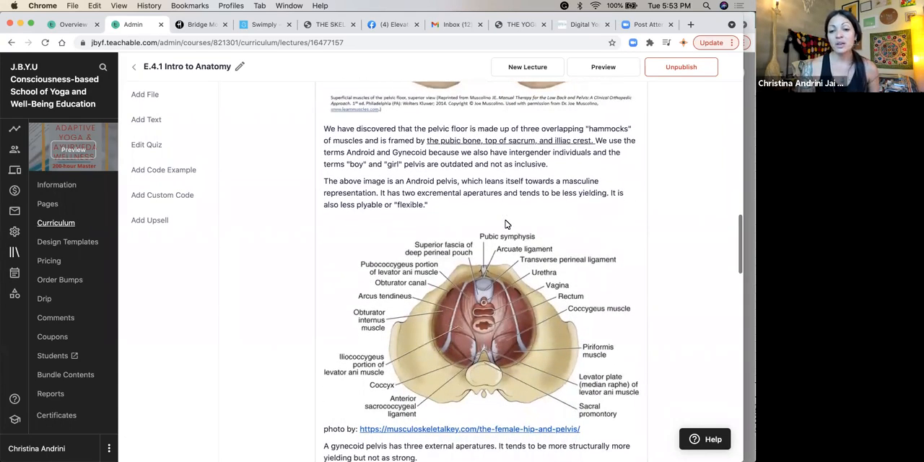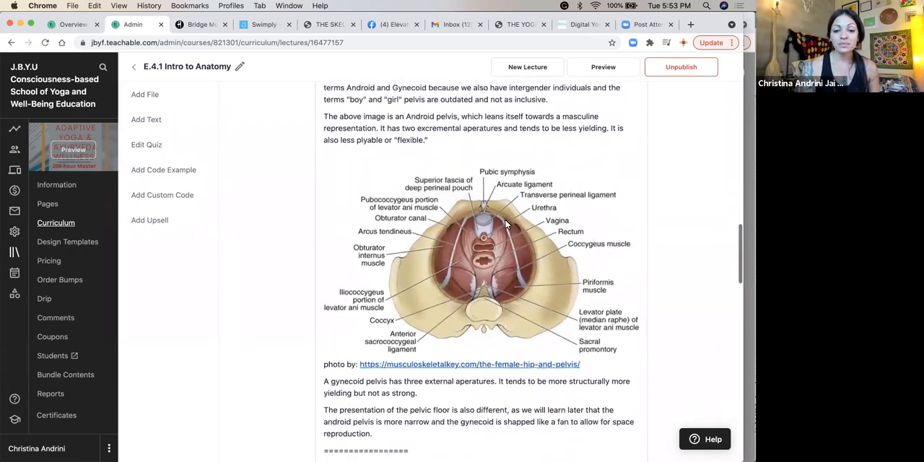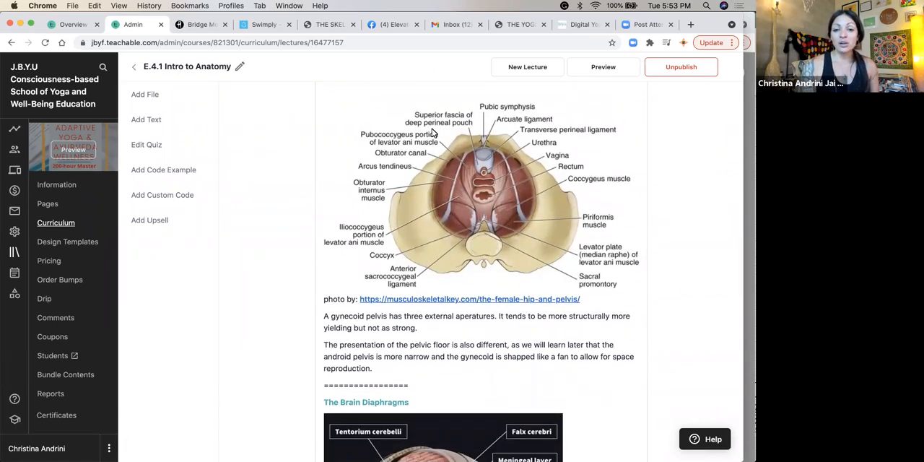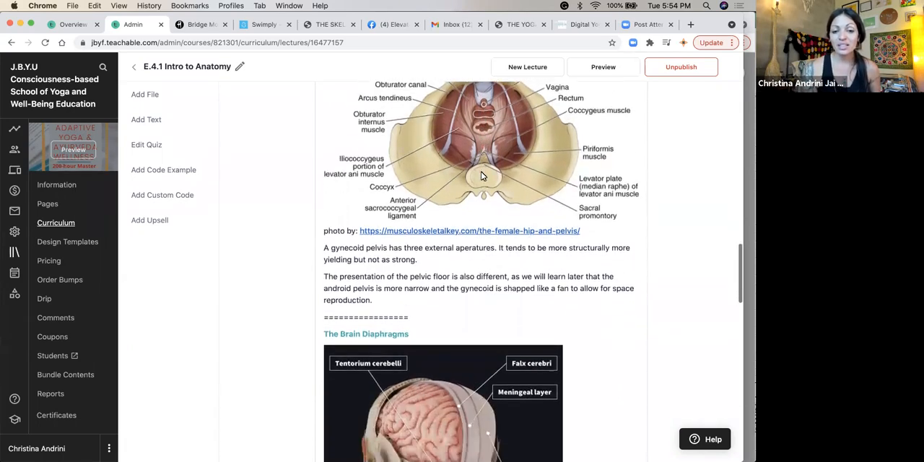We don't use boy and girl pelvis because it's outdated and not inclusive. The suprafascia or deep perineal pouch is located towards the pubic bone area of the gynecoid pelvic floor. That makes a very big difference between the two, just if you wanted to know.